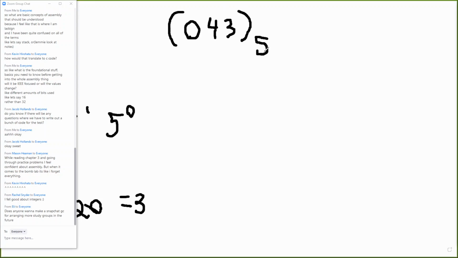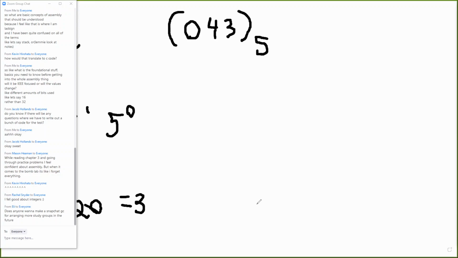And we can go back and check our math. This is suggesting that we add 4 of 5 to the 1s, so that's going to be 20. And this is suggesting we add 3 of 5 to the 0, and that would be 3. So we get the answer 23.